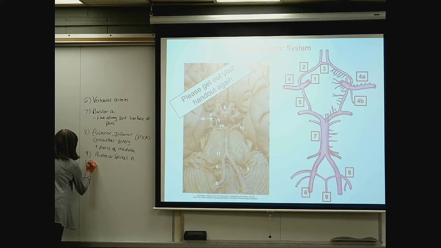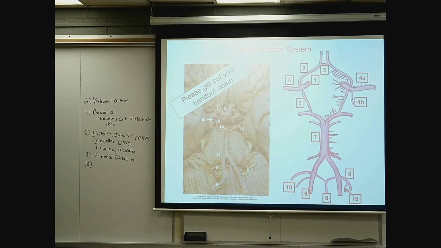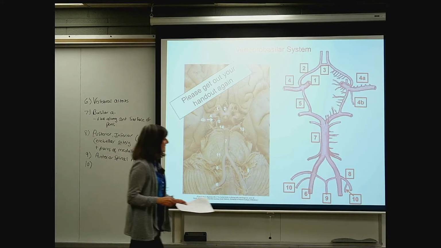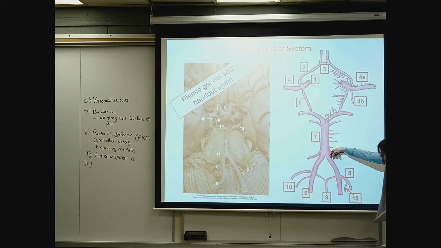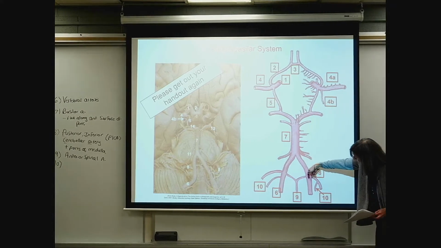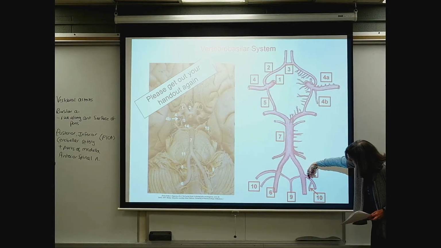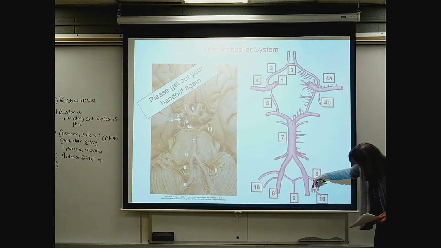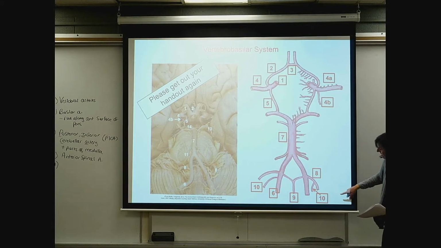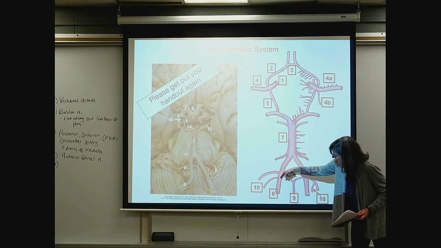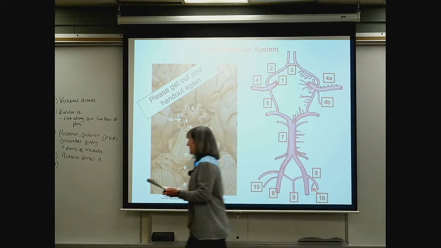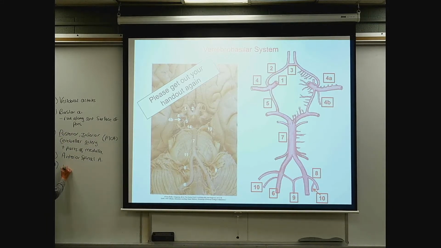Number 10 is shown here. 10 is also going to come off of these vertebral arteries. In some cases, though, it can come off of PICA and down here. So that's that one, posterior spinal artery. But it could also come directly off of that vertebral artery. So this is the posterior spinal artery.